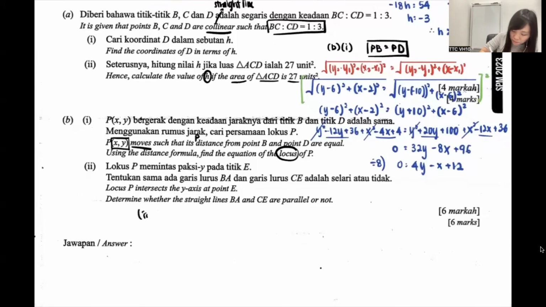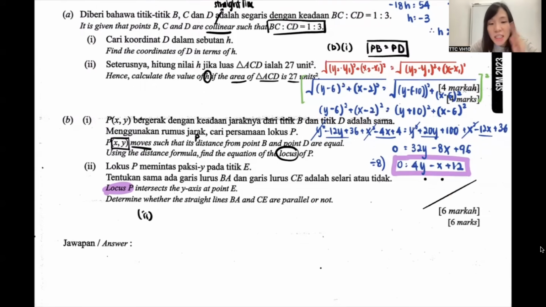Let's move on to B2. B2, they say what? Okay, locus P. So that is your locus already. This is your locus P answer, okay? So they say now, the locus P intersects the y-axis at point E. Locus is normally a circle, but this is not a circle because I don't see y squared, x squared. I only see y and x. This should be a straight line.